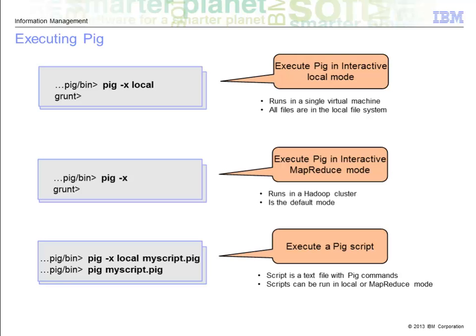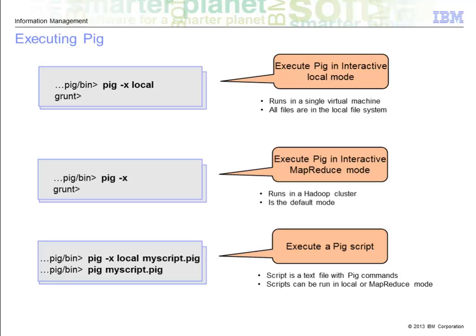To invoke Pig interactively, just code pig on the command line, and you are then placed into the grunt shell. By default, you will be running in MapReduce mode. To execute Pig interactively in local mode, you execute pig -x local.